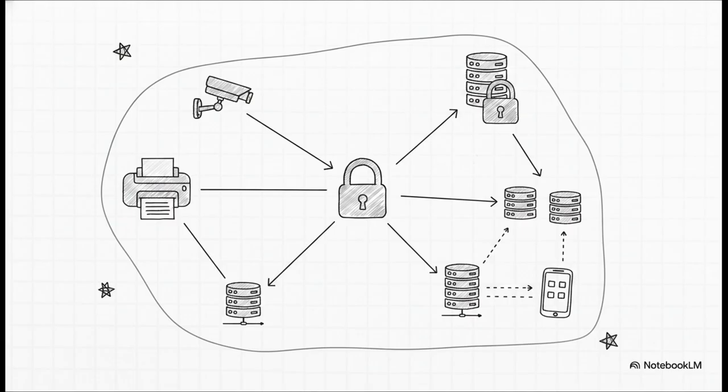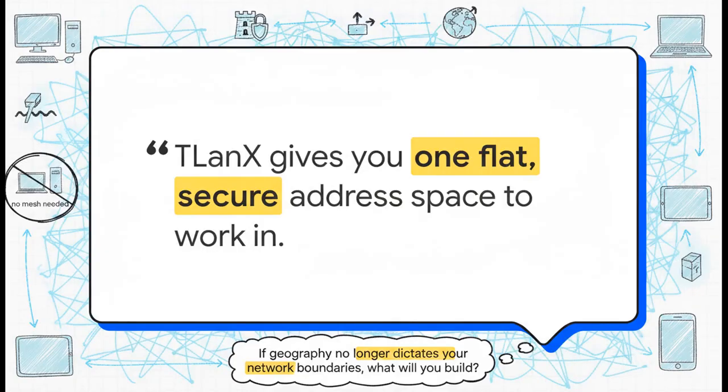Look, if all your devices literally never leave the same physical room, you probably don't need a mesh VPN. But the very second they spread across different locations or networks, the old rules simply don't apply anymore. Which leaves us with this final thought. If geography no longer dictates your network boundaries, what will you build? It completely challenges our traditional physical networking mindsets, doesn't it?